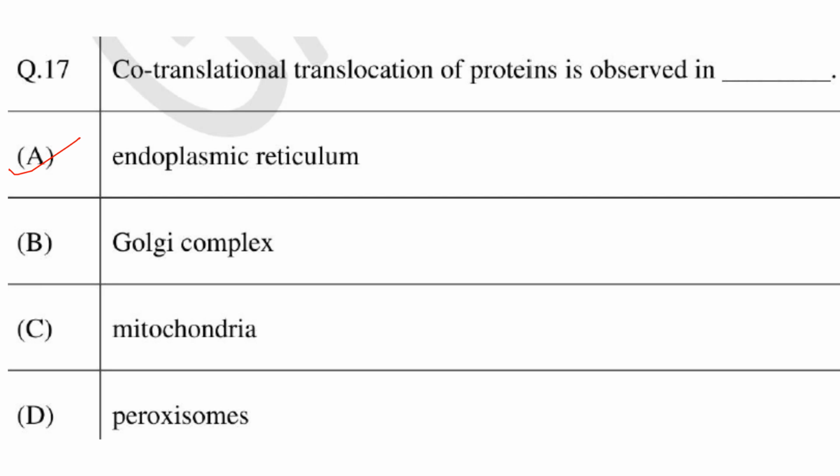This signal recognition particle will bind to the ribosome and direct the protein chain to the endoplasmic reticulum through the translocon channel in the endoplasmic reticulum membrane. From there, the protein will be transported from the endoplasmic reticulum membrane to the endoplasmic reticulum lumen. So that is how co-translational translocation of proteins takes place.